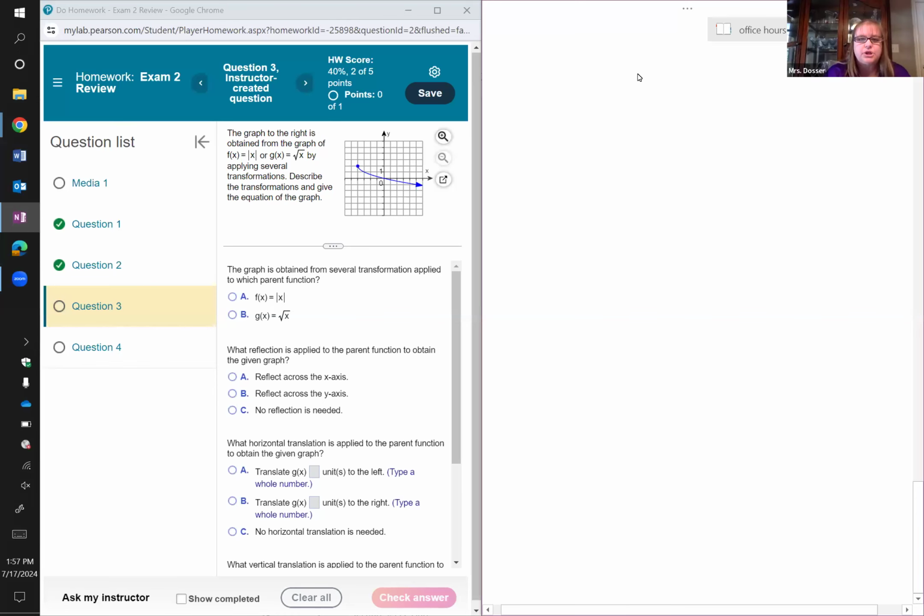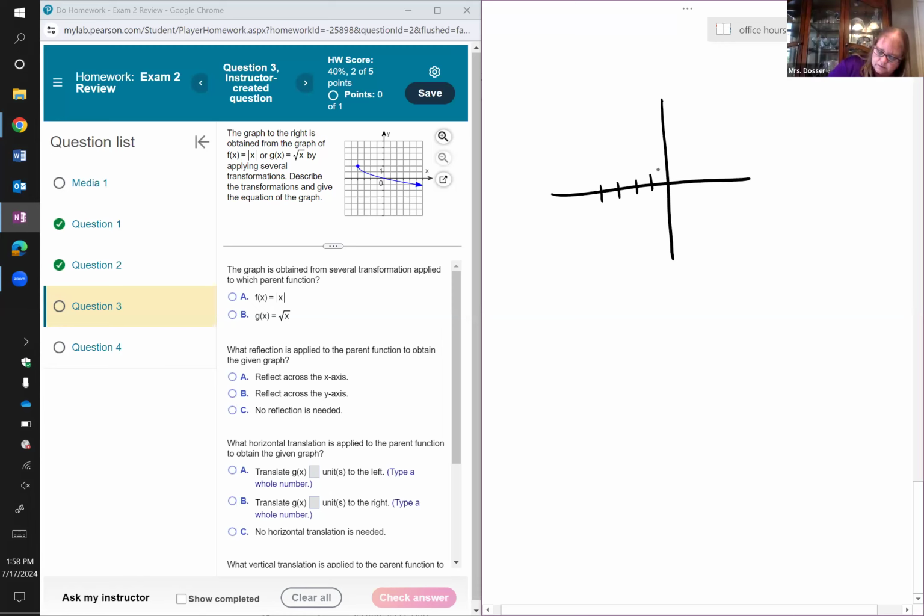This problem says the graph to the right is obtained from the graph of f of x equals the absolute value of x, or g of x equals the square root of x, by applying several transformations. Describe the transformations and give the equation of the graph. So they give us a graph here, and I'm just going to redraw it so that I can draw on it as I'm working the problem.